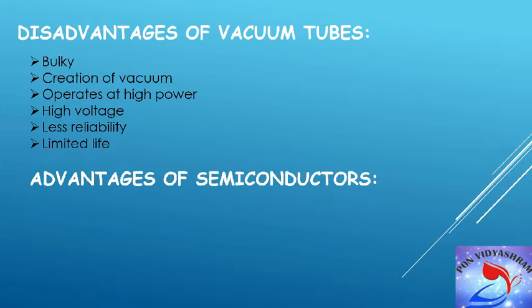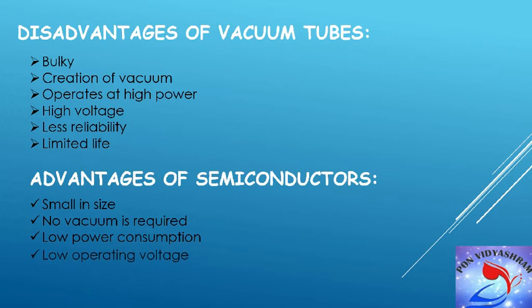But when you see semiconductors, they were more advantageous than the vacuum tubes. They were smaller in size. That's the reason everything has become small in size. Like we had bigger televisions, now we have the flat screen monitors. And no vacuum is required, it consumes less power, it operates at less voltage, it has a long life, and it is highly reliable. That's the reason we have moved from vacuum tubes to semiconductors.